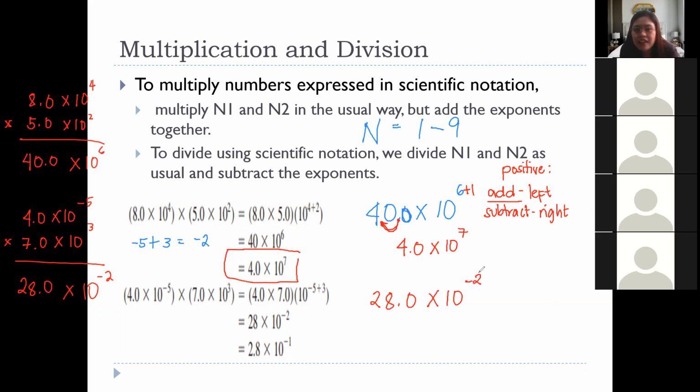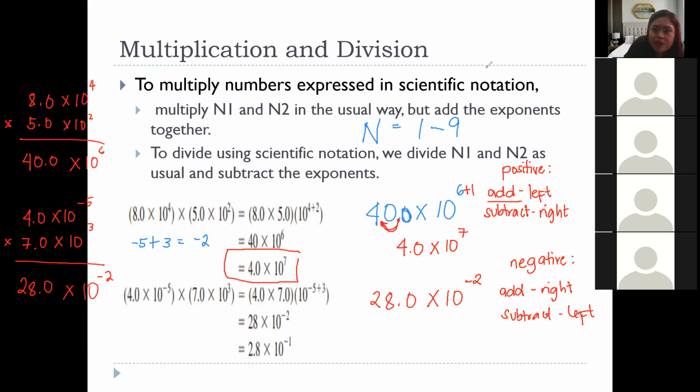And then again, just like the first example, we need to adjust the final answer. When do we adjust? When the capital letter N is beyond 1 to 9. Same here, 28.0 is more than 9, so we need to adjust it. This is negative here. Remember, when the exponent is negative, the rule is reversed. We add if going to the right, and we subtract if going to the left. It is just the opposite, class, okay?